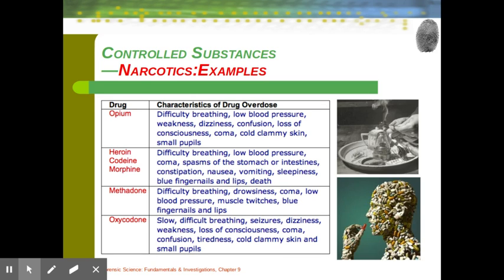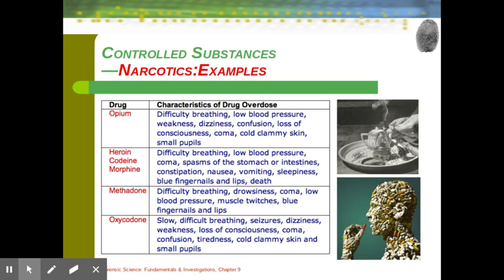So examples of these, again, sedatives, are things like opium, which can cause difficulty breathing, low blood pressure, weakness, dizziness. You can fall into a coma, small pupils there. Then heroin, codeine, morphine, the same sort of thing. You've got low blood pressure, a lot of stomach and nausea, constipation, vomiting, blue fingernails and lips, and death, of course, a symptom of overdose.